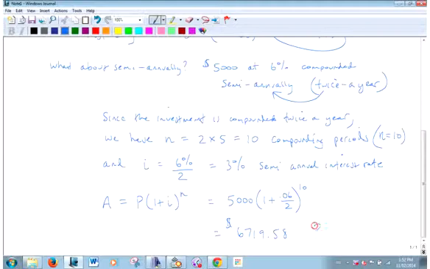And I think I wrote it here. I think it's 28.54 more than if it were just compounded annually. Okay? Just by compounding it semi-annually, it's another 28 bucks over 5 years.